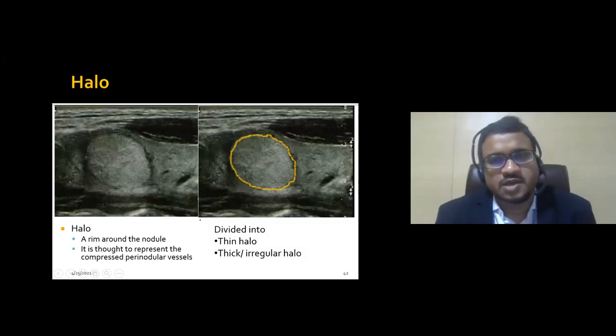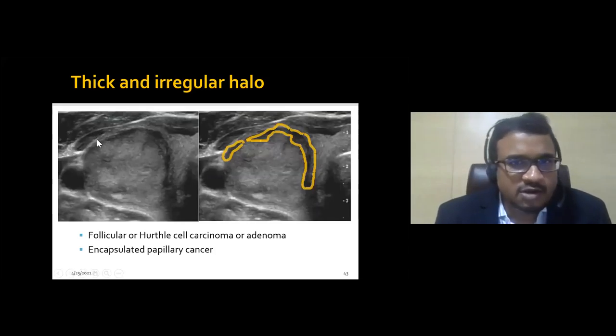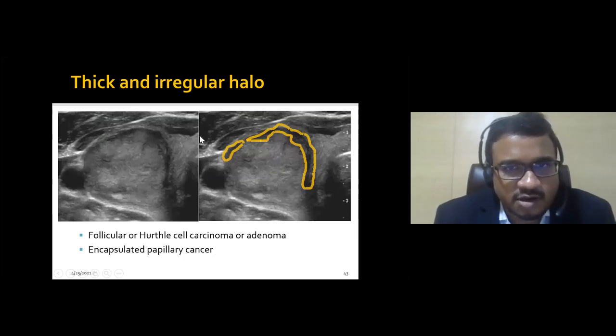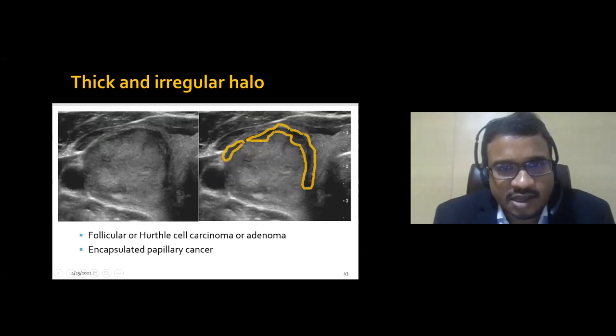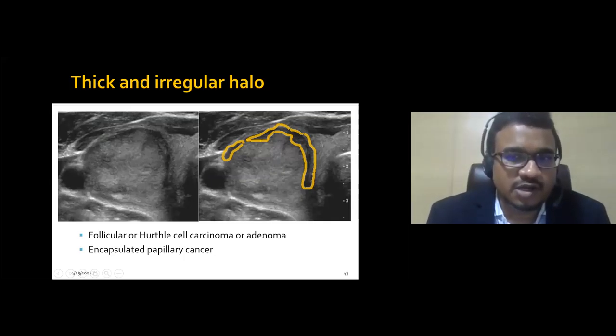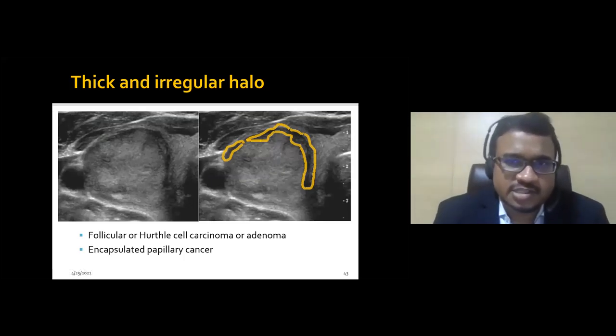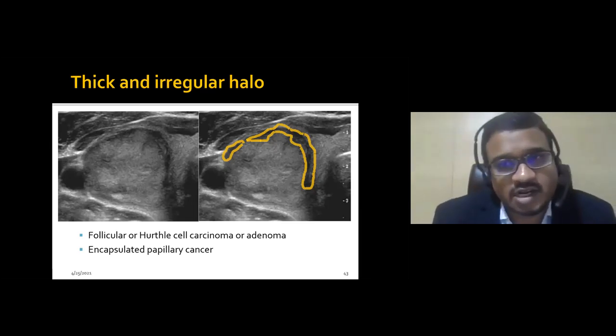Thin halos are usually supposed to be benign, whereas a thick halo, so here you can see this is the thyroid gland and you have a nodule here, and the margin of the nodule is thick compared to the previous one and it is irregular. These thick and irregular margins are suspicious and can be seen in follicular or Hürthle cell carcinomas or adenomas and even encapsulated papillary thyroid cancer. But this halo is not a very sensitive or specific finding for describing malignancy.